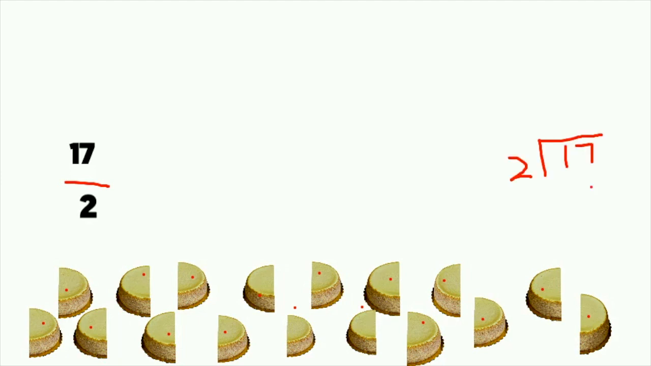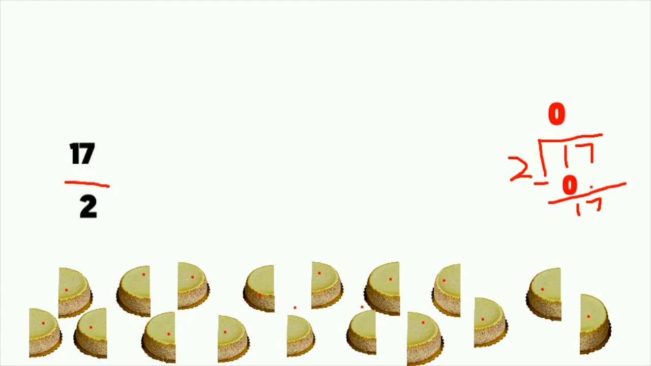We're going to divide 17 by 2, because we're grouping everything in 2s to make wholes. So we have to start and ask ourselves, how many times does 2 go into 1? Well, it goes in 0 times. 2 times 0 equals 0. So once we subtract that, we're going to end up with the same number we started with, 17.